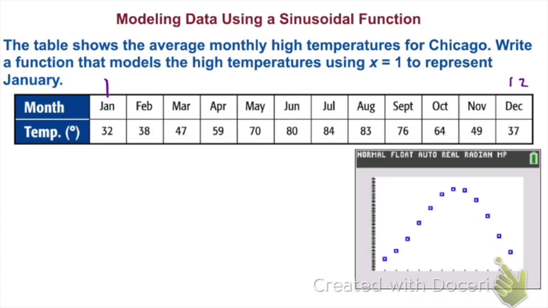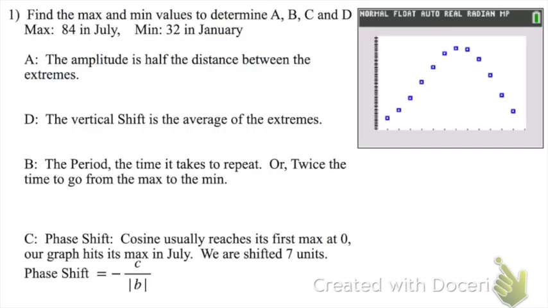We're going to do the same thing we did on the last slide. We're going to find our A, our B, our C, and our D. Again, we're going to find our max and min values to determine A, B, C, and D. Our max is 84 in July. Our min was 32 in January. That was from our table. Again, the amplitude is half the distance between the extremes. So we take our max, subtract off our min, divide it by 2. We get 84 minus 32 over 2. This is 52 over 2, which is 26. So 26 is my A.